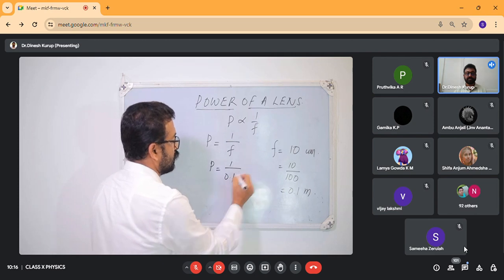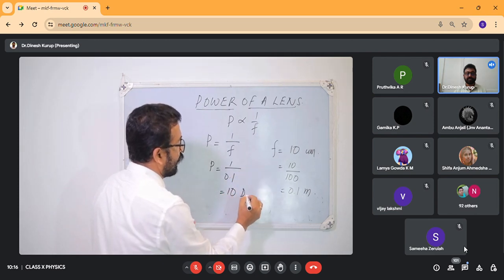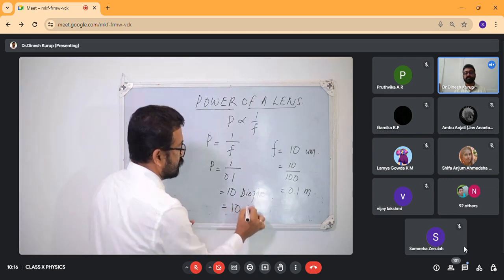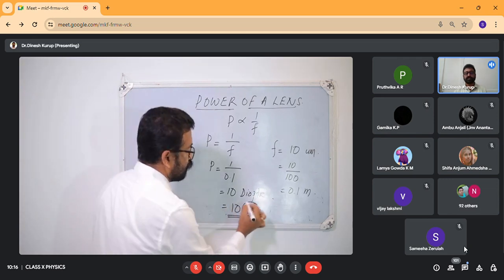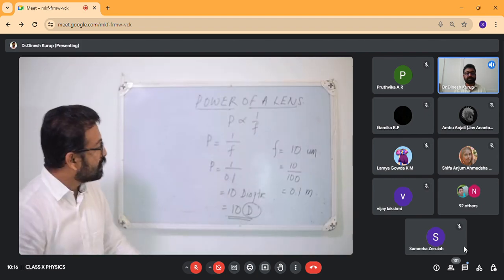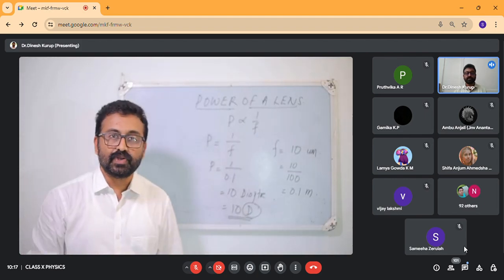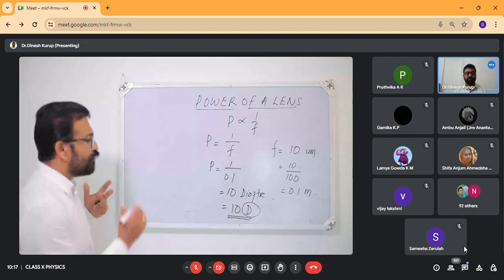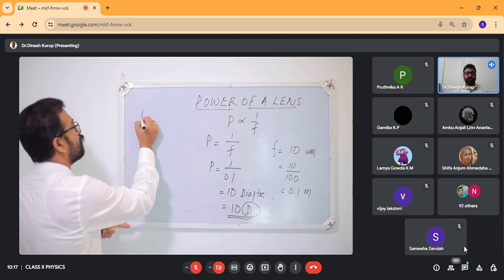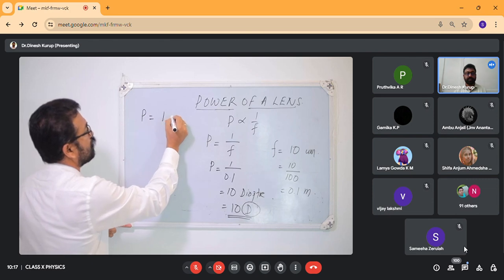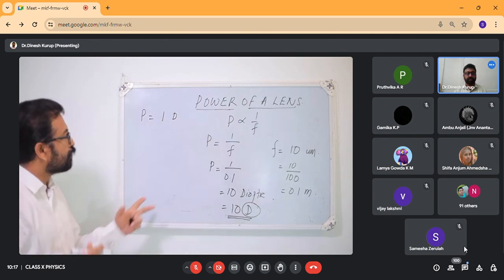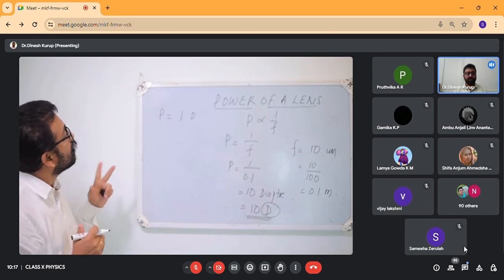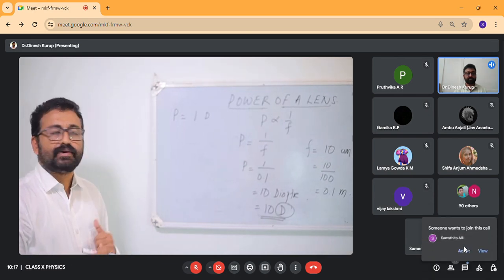Then what will be the power of that lens? Power equals 1 by 0.1, that is equal to 10 diopter. It is represented by the capital letter D, diopter. So the power of the lens is represented by capital D, and diopter is the unit of power. Now if the power of the lens is 1 diopter, what will be its focal length?